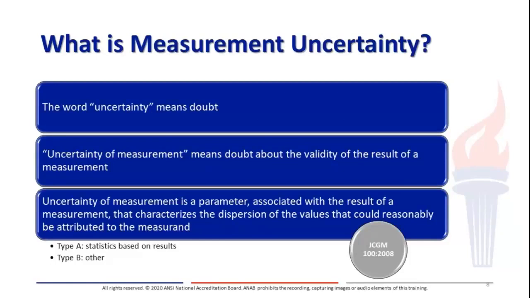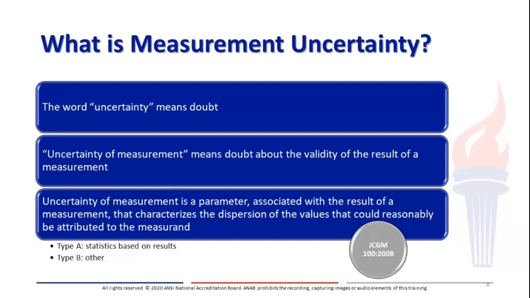Uncertainty of measurement means the doubt on the validity of the result of the measurement. There's a confidence factor that's associated with that, and we're not going to be 100% certain that the measurements or the results that are provided are what they are expected to be.